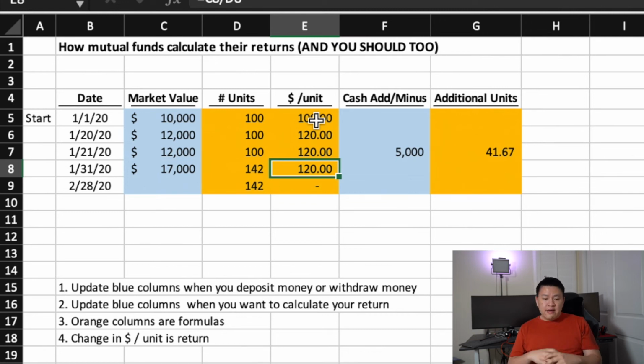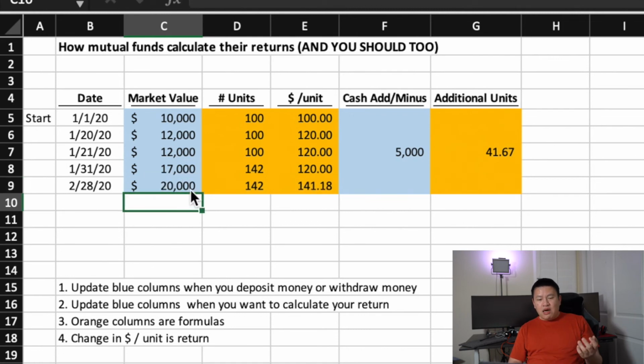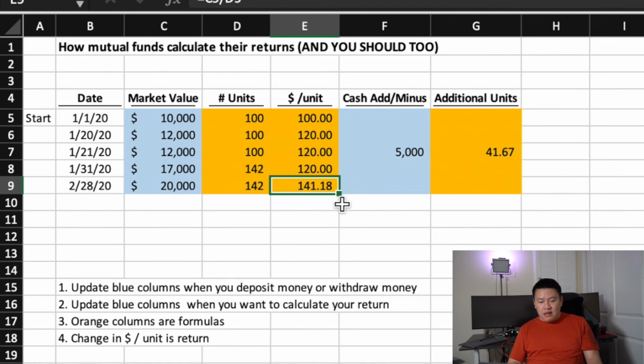Okay, let's say a month later, now my balance, which had 17,000, has now grown to 20,000. I would see that now my new per unit cost is 141.18. So I take the ending balance of 141 divided by 100 minus 1, and my portfolio should reflect a 41% gain based on my abilities to invest successfully.